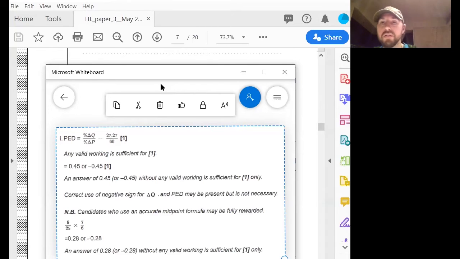Also, it shows here that candidates could have used the midpoint formula. We have not used the midpoint formula in class. It's kind of not needed. The midpoint formula is just a little bit more complicated. I can talk about it at another time if you want. Most of the time, it's not really necessary or even that useful, really.